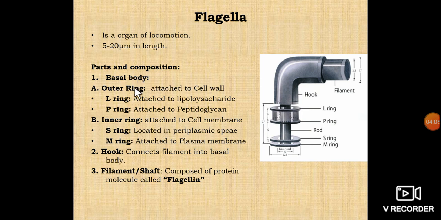The basal body has two rings, the outer ring and the inner ring. You can make out here, this is the outer ring and this is the inner ring. The outer ring is attached to the cell wall and the inner ring is attached to the cell membrane. Again, the outer ring has two subunits, the L ring and the P ring. The L ring is attached to the lipopolysaccharide and the P ring is attached to the peptidoglycan layer. And the inner ring, as I told you, is attached to the cell membrane. It again has subtypes, the S ring and the M ring. The S ring is located in the periplasmic space between the outer membrane and the peptidoglycan layer, and the M ring is attached to the plasma membrane.